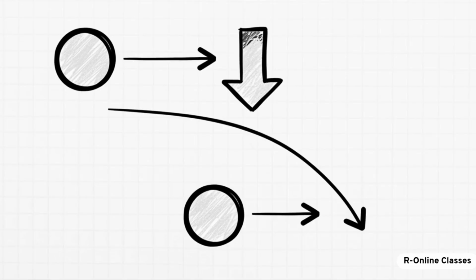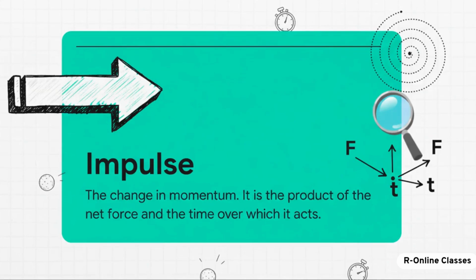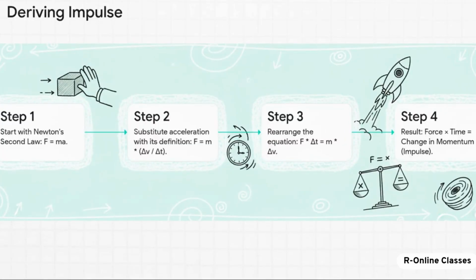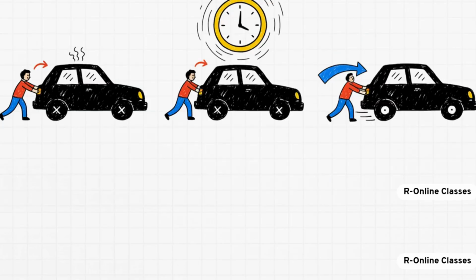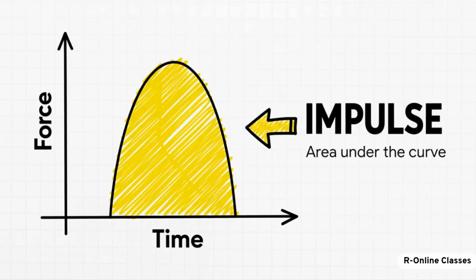Now, if you want to change an object's momentum, you're going to need one thing, a force. And that change in momentum, we call it impulse. It's the bridge between force and time. You can actually get the impulse formula straight from Newton's famous F equals ma equation. This is why even a small push, if you do it long enough, can get a stalled car moving. If you graph it, impulse is just the area under the curve of force versus time.